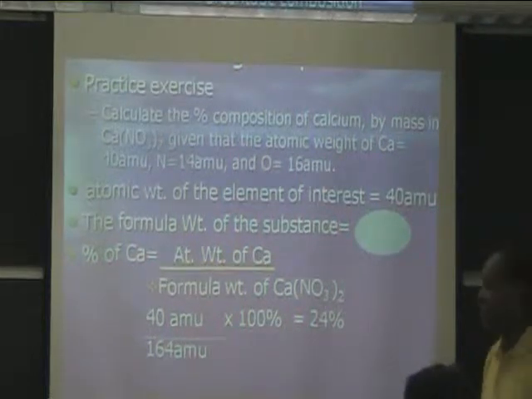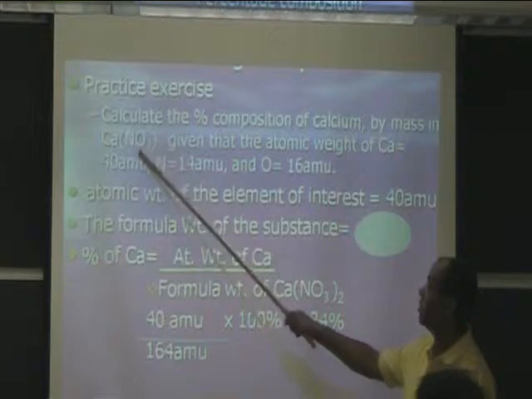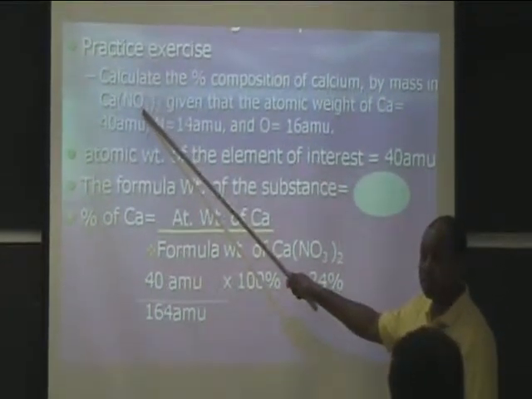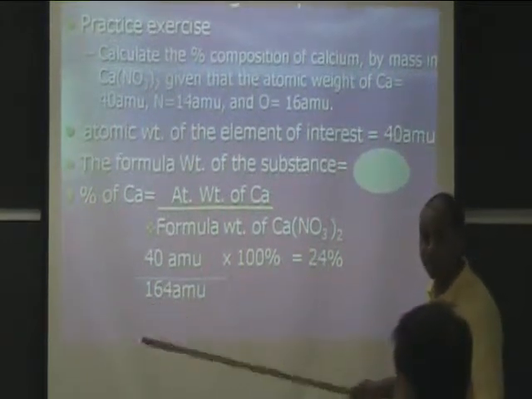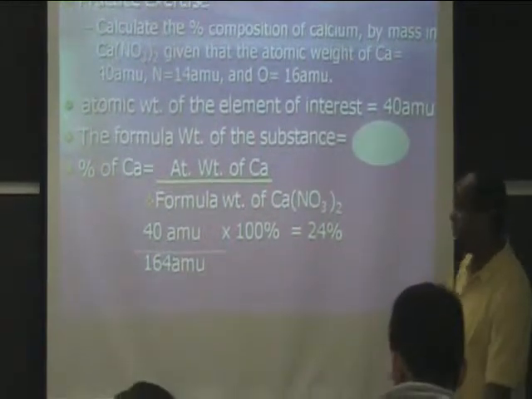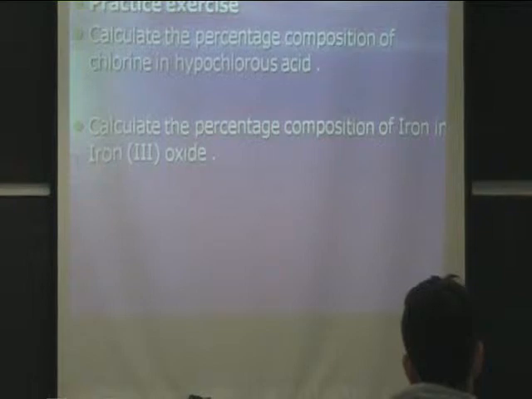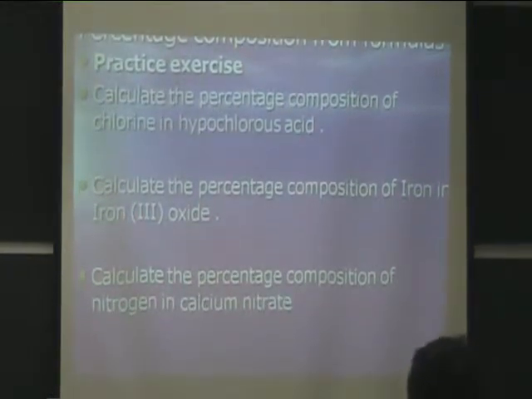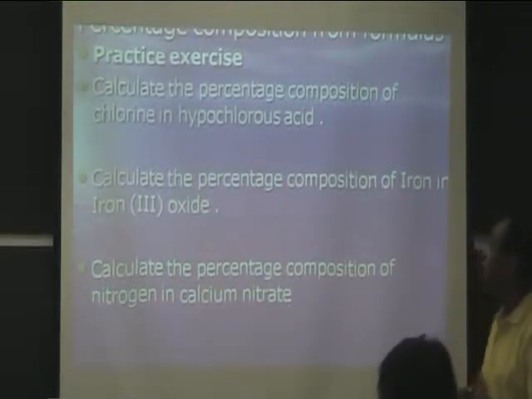How do we get 96? Because there are 6 atoms of oxygen, so that's 6 times 16, which is 96. We write 96 here, divided by the formula weight of the compound, and then multiplied by 100. There are some examples here that I want you to do, but since we don't have enough time, we're going to discuss them together.